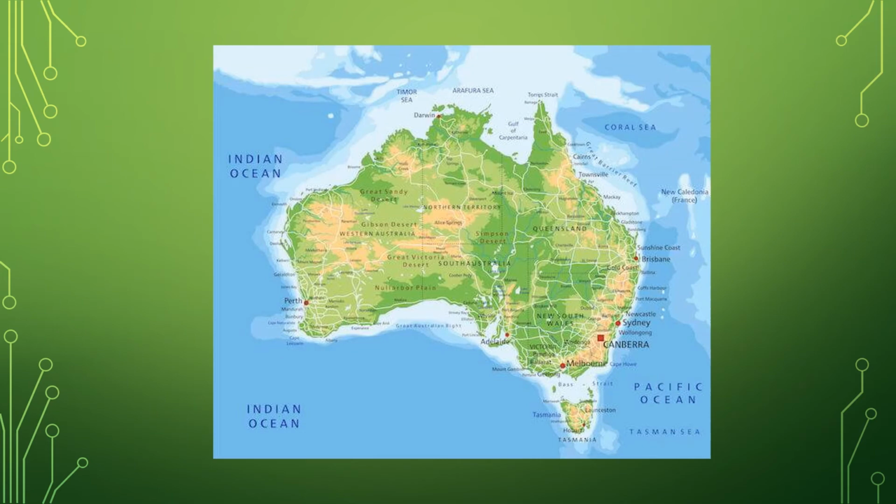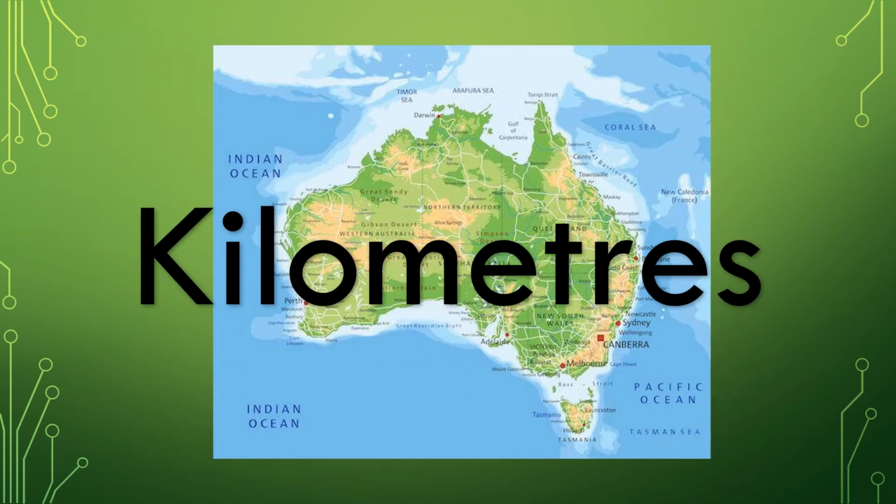What about the width of Australia? So that's from the leftmost side to the rightmost side of Australia. What unit of measurement would we use to measure that length? That's right, kilometers.